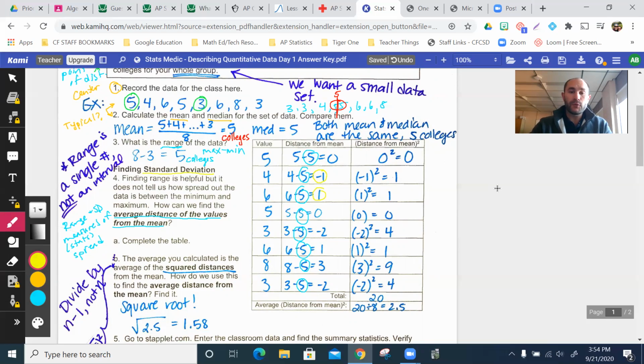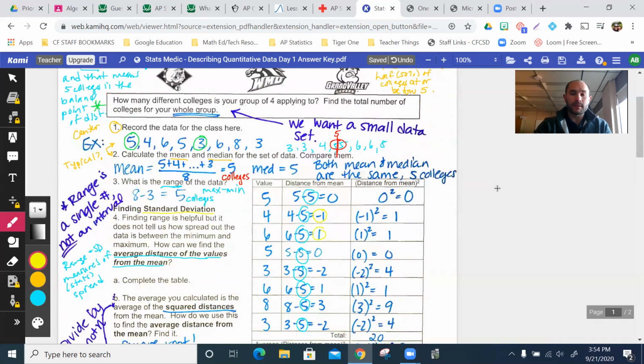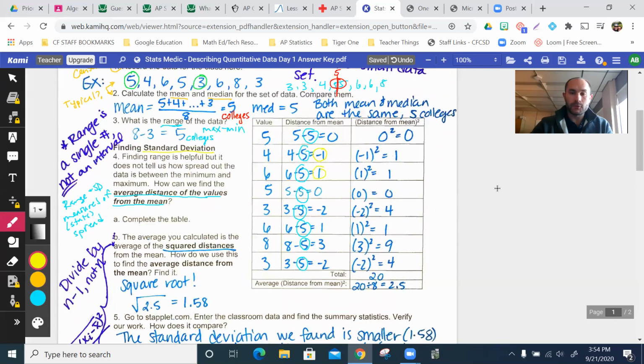So you find all these distances. Visually, that just means you take 4 and 5 and look at that difference. You look at the difference from 6 to 5. You do that for all of them individually, and you're finding that distance. You square it, so you square all these and they're all positive. And then we take the total and we take the average.